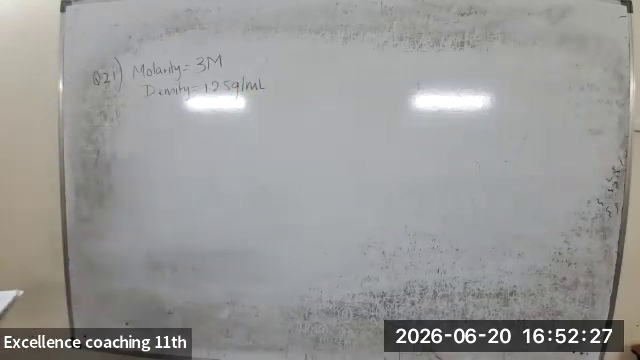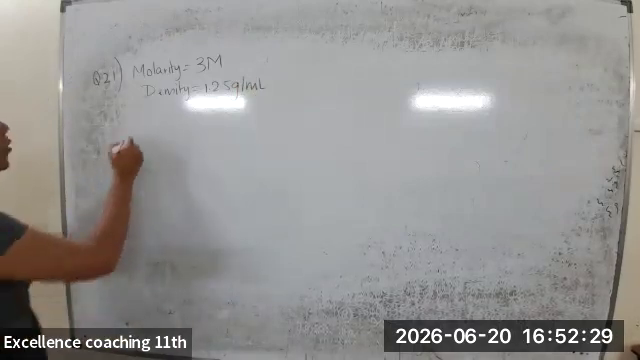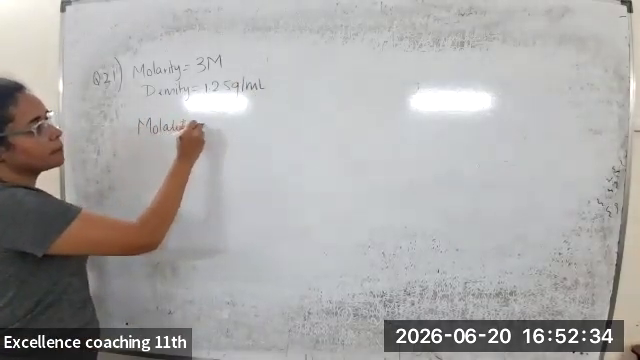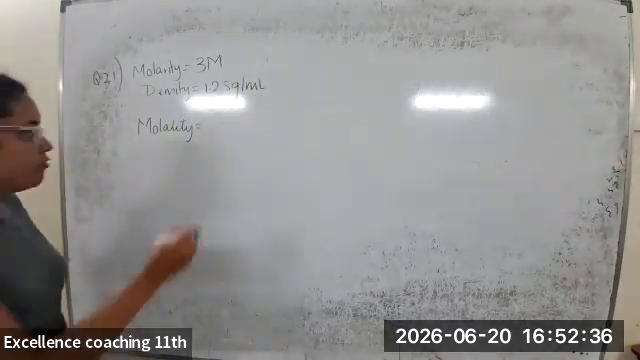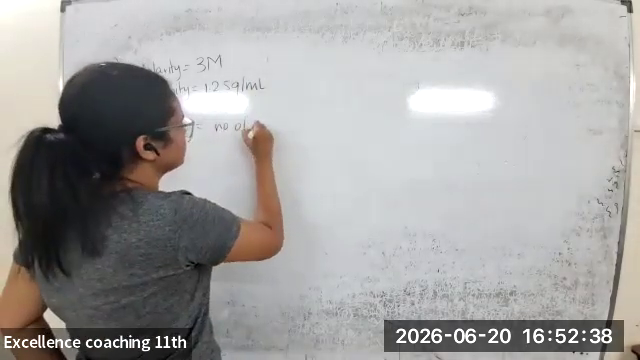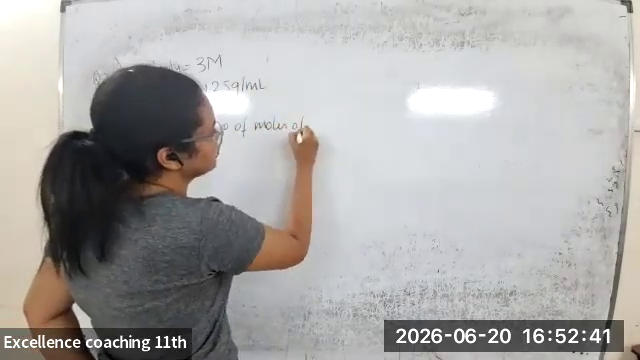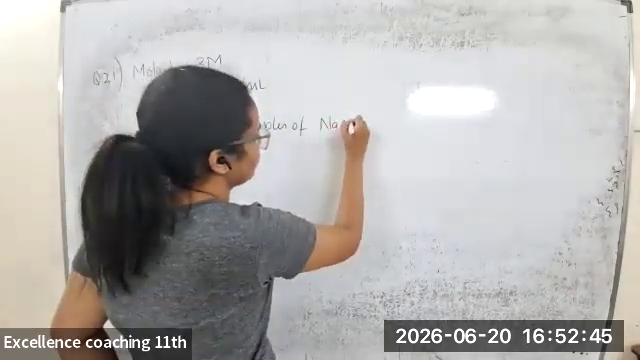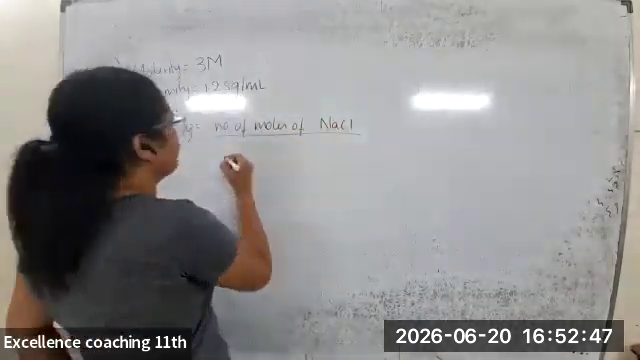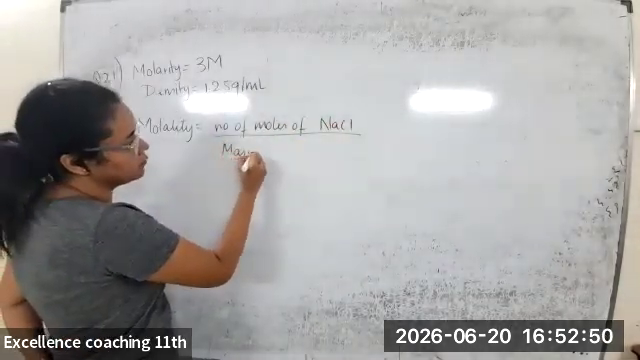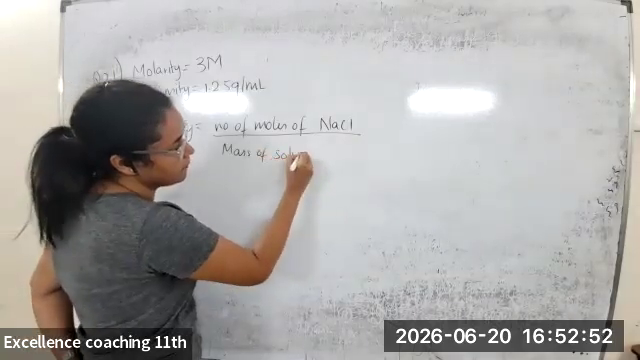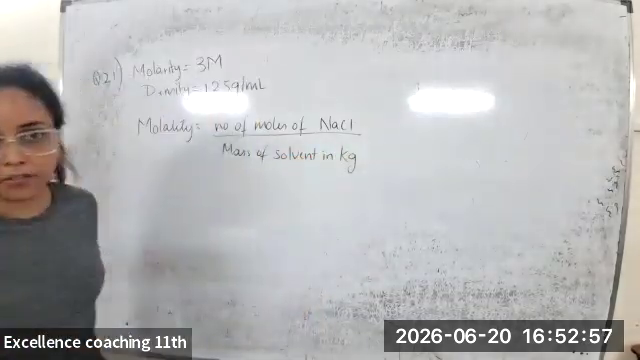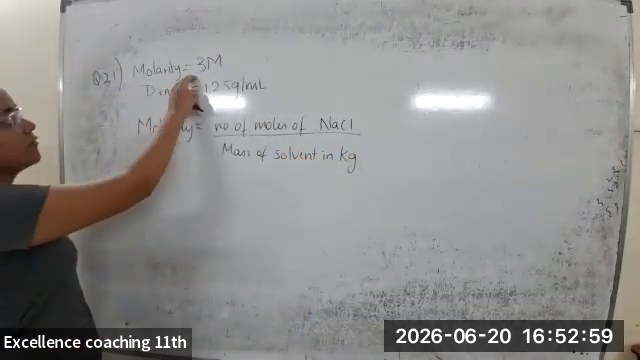You can see, right? Okay, so now, what is the formula for molality? Number of moles of solute, so in this case it will be NaCl, upon the mass of solvent in kg, right?